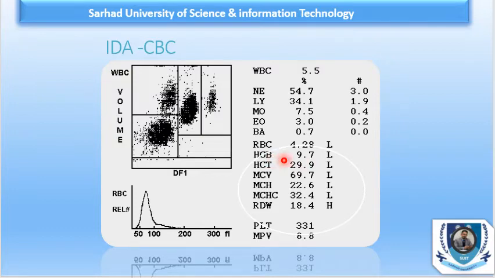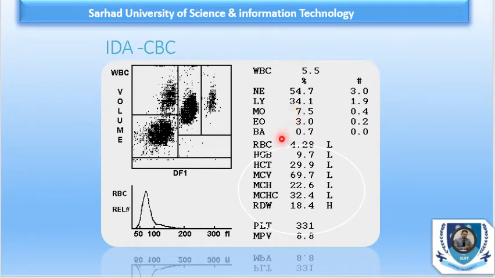So discussing this report, first we'll look at WBCs, and here we know that the normal value for WBC is 4,000 to 11,000 per microliter, and here we have 5.5. It means that it's a normal report. Then you look at neutrophil 54.7, lymphocyte 34, monocyte, eosinophil, and basophil. It means that this is normal for WBCs.